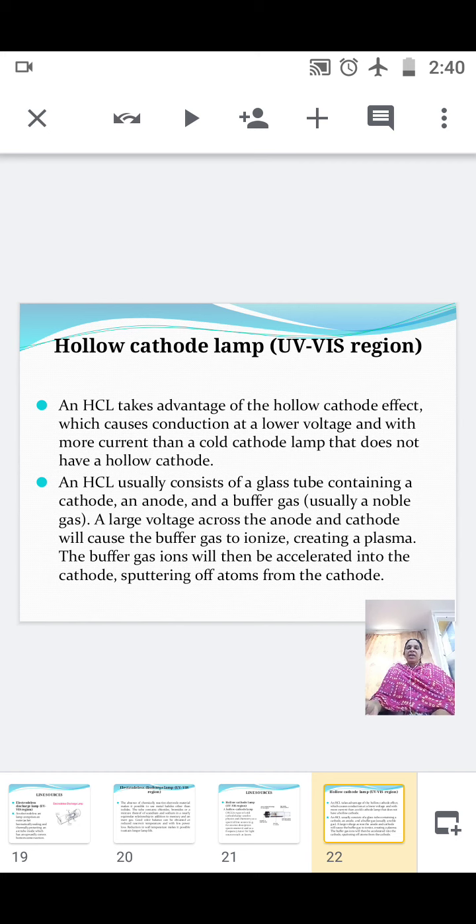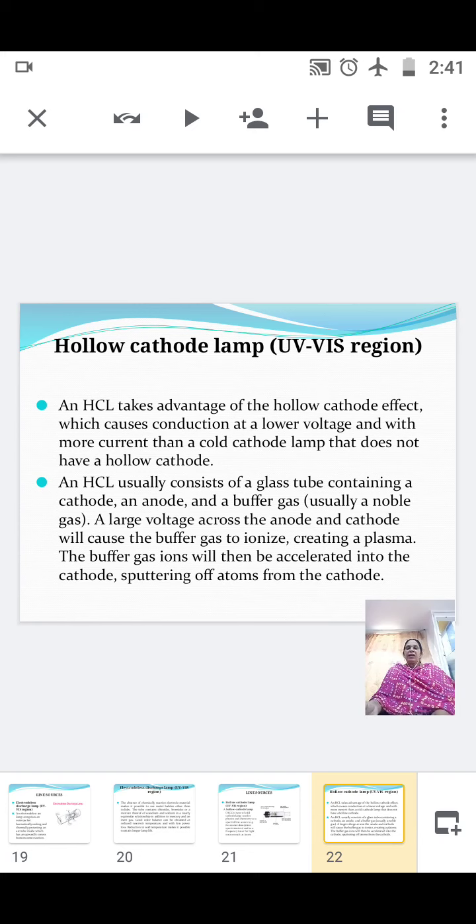An HCL usually consists of a glass tube containing a cathode and an anode, and a buffer gas, usually a noble gas, is used inside the discharge. As with all lamps or discharge tubes, we have an anode and a cathode, and you have a buffer gas inside, which is usually made up of a noble gas.